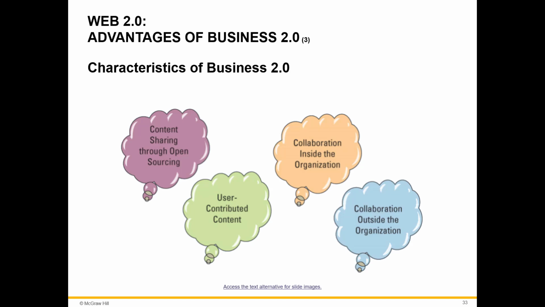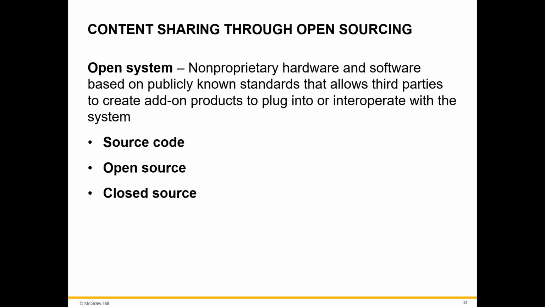This picture shows the main characteristics of Web 2, which include content sharing through open sourcing, user-contributed content, and collaboration inside and outside organizations. An open system consists of non-proprietary hardware and software based on publicly known standards that allow third parties to create products collaboratively. Source code contains instructions written by a programmer specifying the actions to be performed by software.